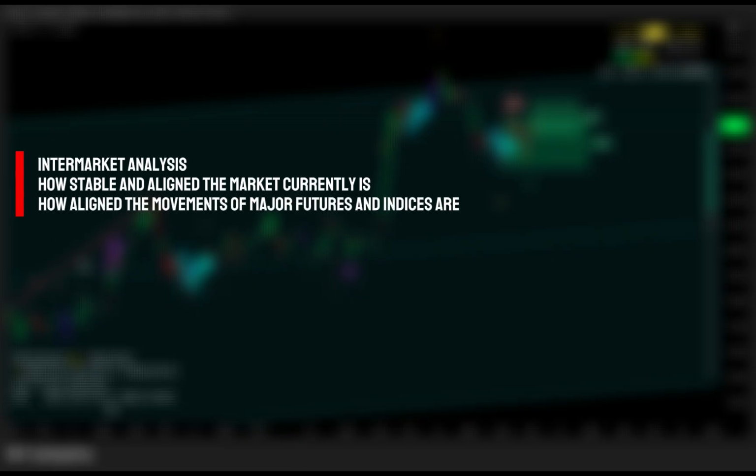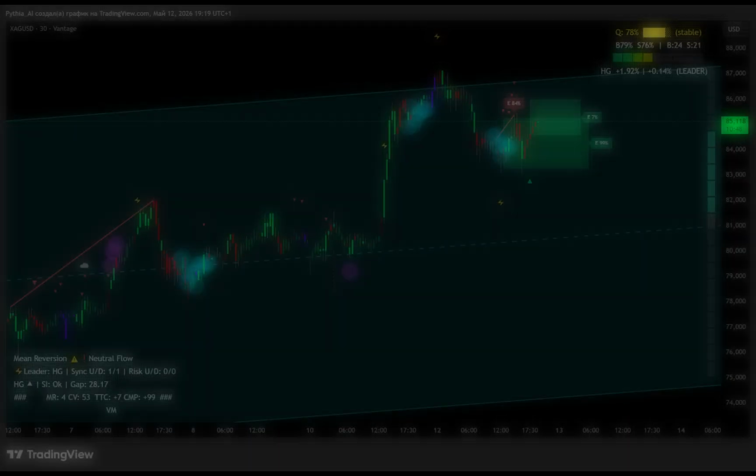Now let's move to Intermarket Analysis. Its purpose is to show how stable the market currently is and whether the movements of major futures and indices remain aligned with each other. When markets remain aligned, movements across instruments usually become cleaner and more structured. When markets become fragmented, movement quality and consistency tend to decrease.